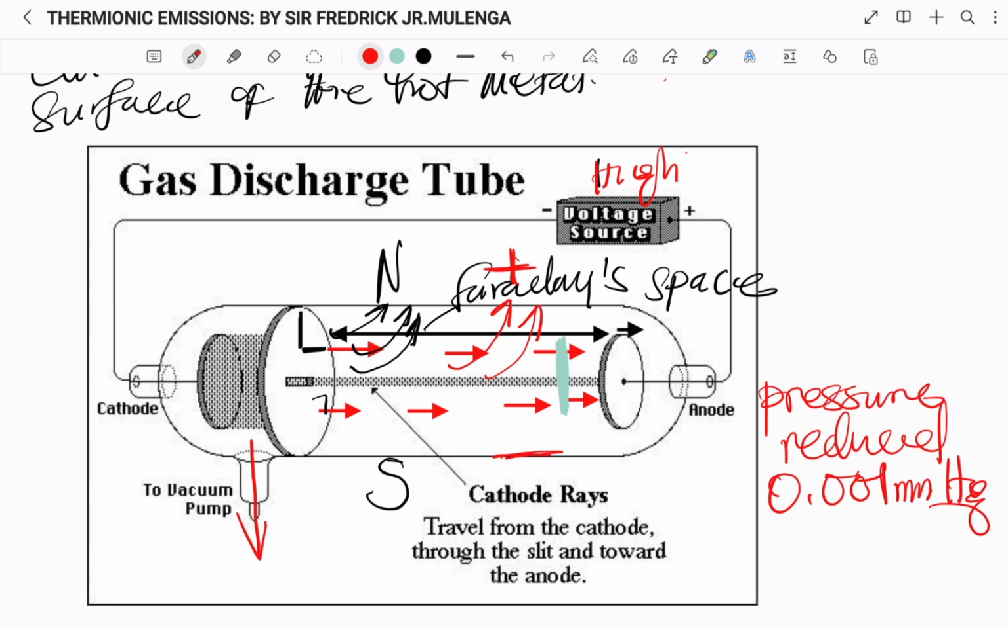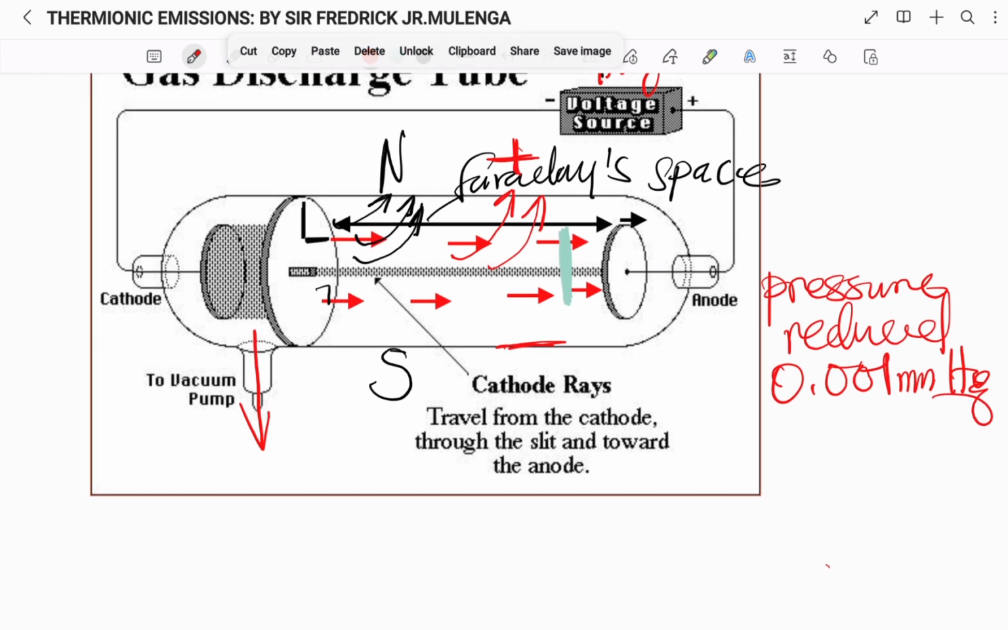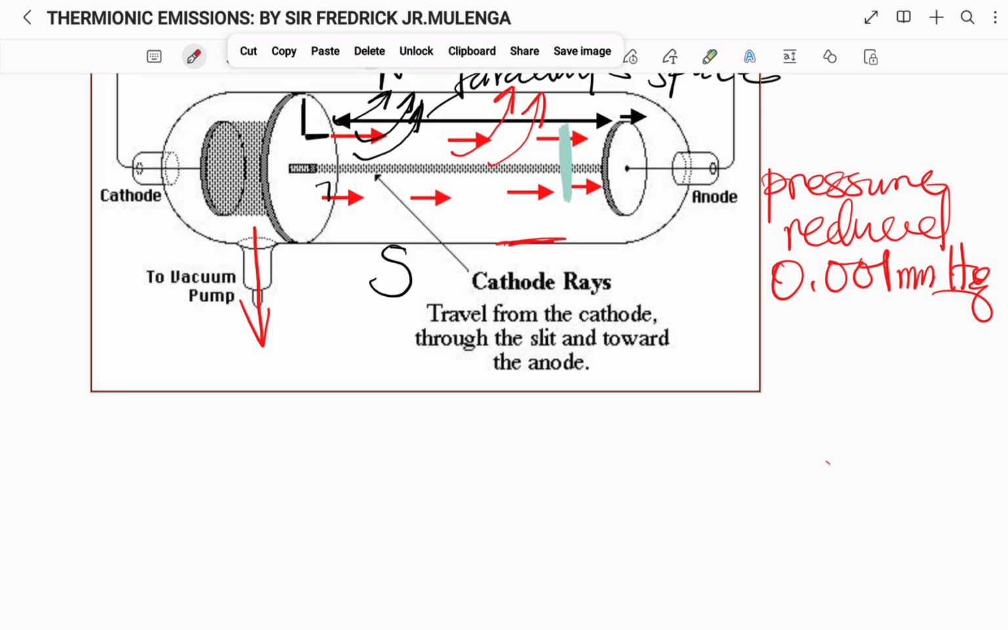So electrons are negatively charged, and this also made them conclude that since they are being attracted to the positive side of the electric current, they are negatively charged. Okay, then what other properties do these cathode rays exhibit?